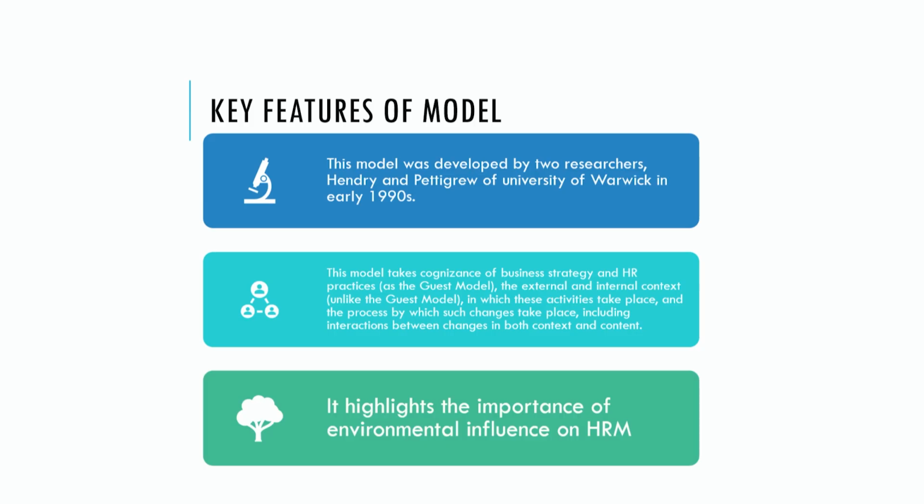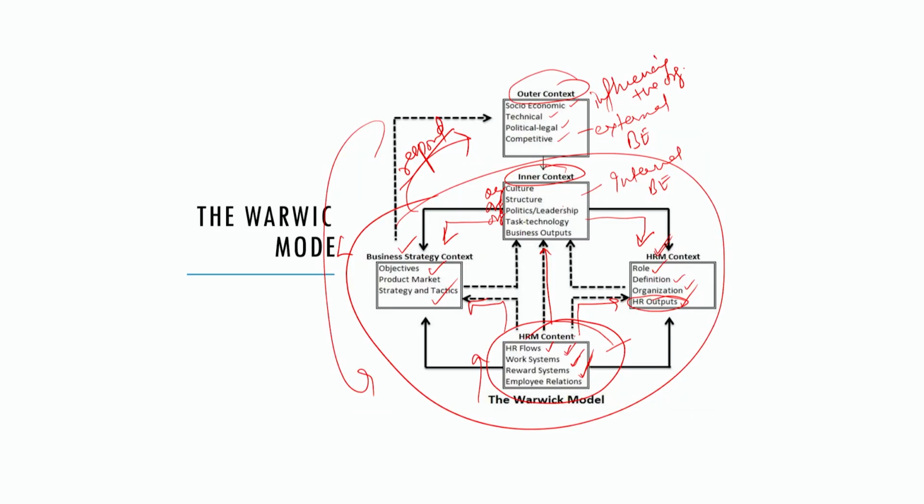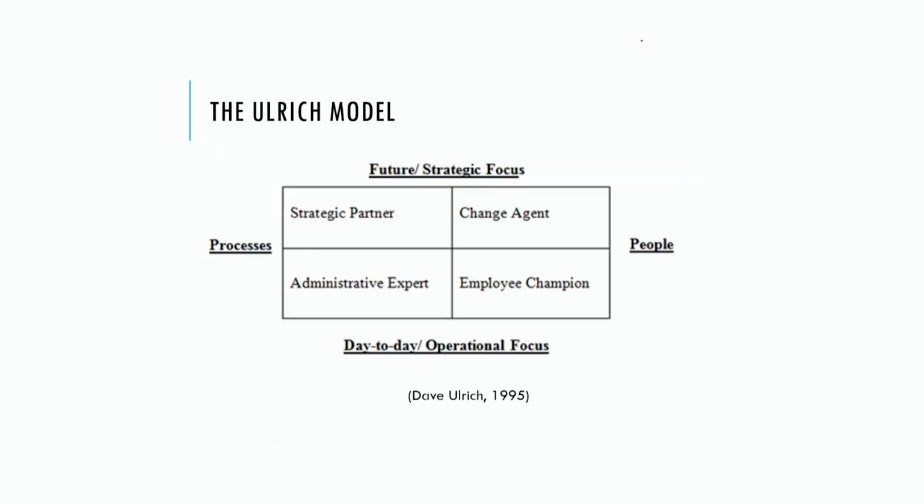So we have actually understood the key features. The model takes cognizance of business strategy and HR practices, as the Guest model does, but the external and internal context is unlike the Guest model. So two things are there: business strategy and HR practices are similar to the Guest model, while external and internal context is a little different from the Guest model. It highlights the importance of environmental influence on HRM. Environmental influence here means internal environment and external environmental influence.